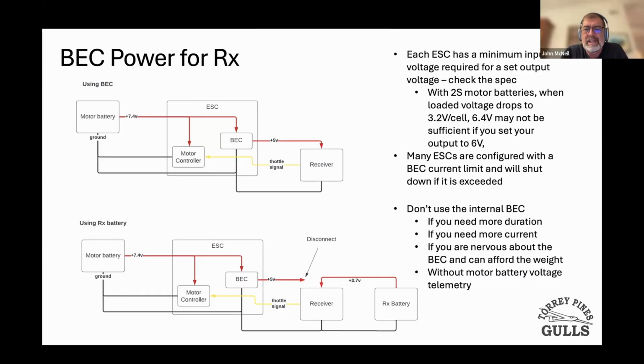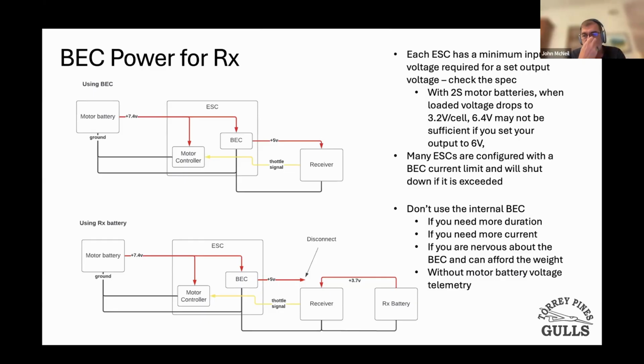I've got another slide on this, but all these BECs have specs. One of the specs is hard to find. A quality company like Castle will give you a lot more than other companies will, but it takes more voltage into the BEC than it can put out. So if you imagine this setup with a 2-cell battery, and you turn the motor on and your voltage drops to 3.2 volts a cell because of internal resistance, as we discussed, you'd be getting 6.4 to that BEC.